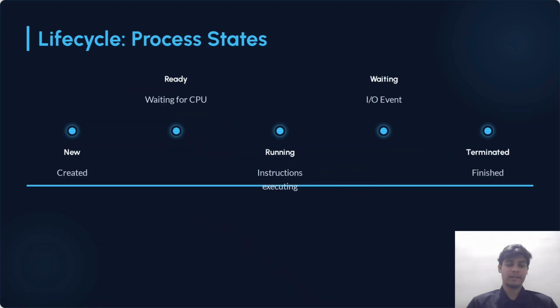Process state. A process goes through different states during execution. New: the process is being created. Ready: waiting for CPU. Running: execution in progress. Waiting: waiting for input-output operations. Terminated: the process has finished. These states help the operating system track each process.